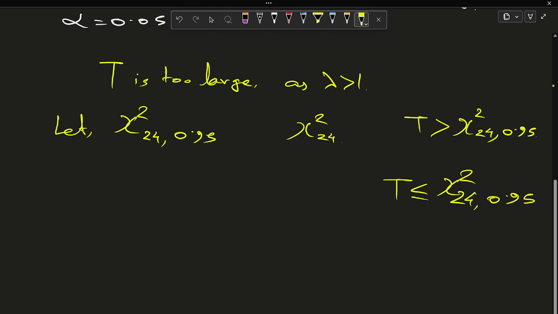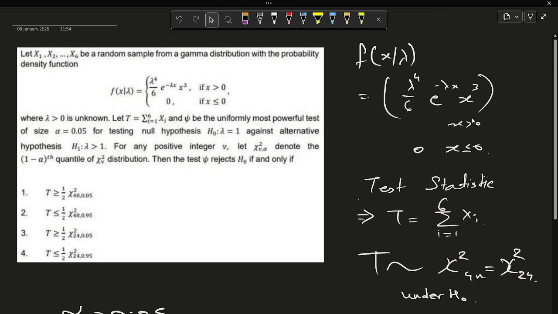So the correct option of this question is option 3. Option 3 is telling us that.